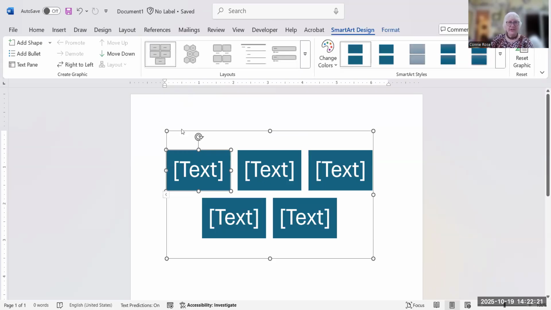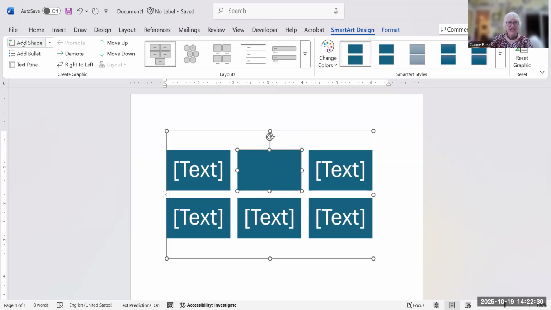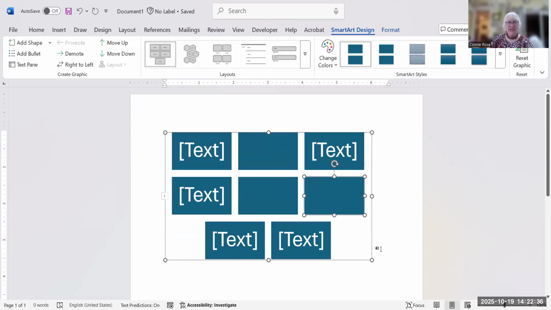But how this works is that if you find something that's related, you're going to go ahead and add a shape. And then, depending on which shape you click on, other boxes can be made. So you can use that to go ahead and complete your assignment.